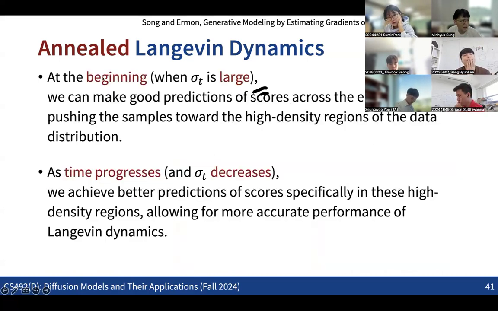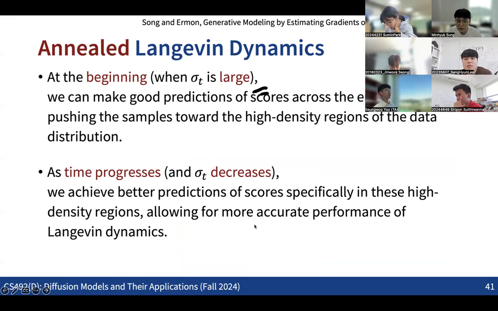So again, like at the beginning of the annealed Langevin dynamics, we are starting from the large variance here, in terms of that we can have some kind of better prediction of the score in the entire space, in a way that the samples can get closer to the high density regions. And once we see that the samples get closer to the high density regions, now we want to get some kind of better predictions of the scores in these high density regions. Then we are gradually decreasing the sigma t here, the variance of the perturbation, in terms of that we can get some kind of better performance of the Langevin dynamics.